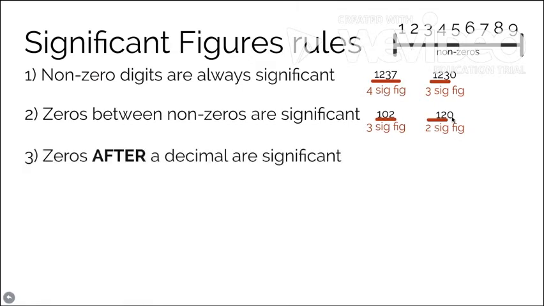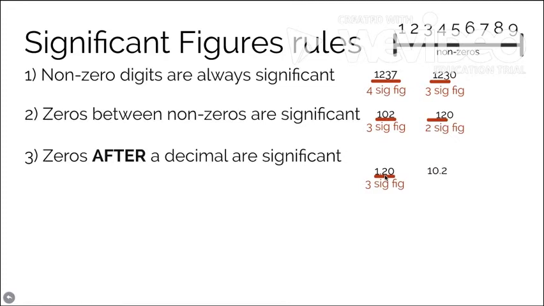Rule number 3 is that the zeros that come after a decimal point are always significant. So if you take the number 1.20, again, we compared it to the 120 example. Same numbers, same order, but because we have a decimal in this example, it's a little bit different. Now, because that 0 is placed after the decimal, we would count it as being significant. So we would count this as 3 significant figures.